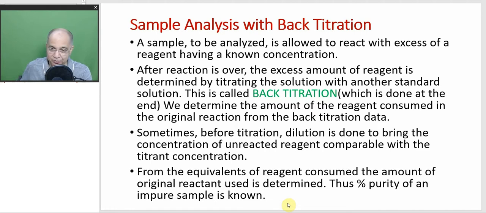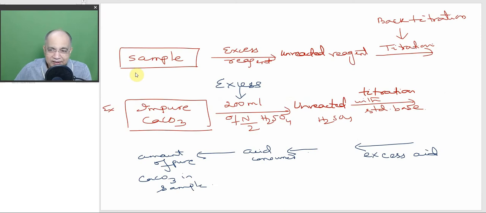Let's take an example. See, this is a sketch, the schematic representation. The sample is an impure sample, right? Excess reagent whose concentration is known, whose volume is known, and after the reaction is over, the unreacted reagent is determined, is estimated by titration experiments. This is called the back titration.